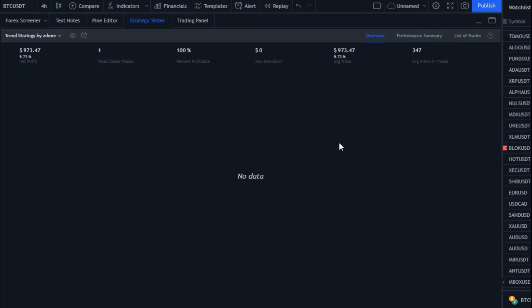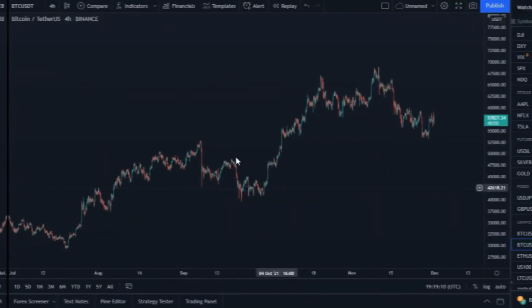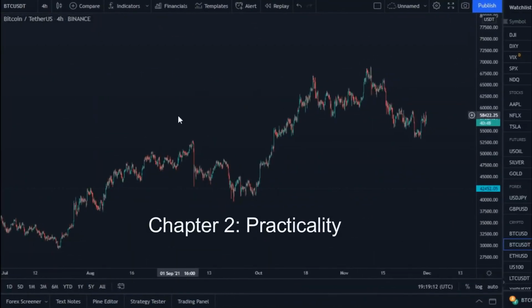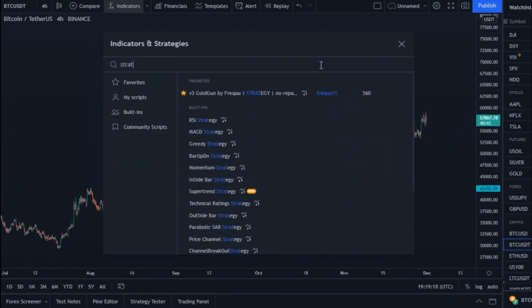Well, after we know these brief definitions, let's move on to the practical explanation, and we will choose the most important points in this panel. Now, we will choose any other strategy, and we will try to understand it in practice. Well, let's pick any strategy from this list. Let it be the RSI strategy.